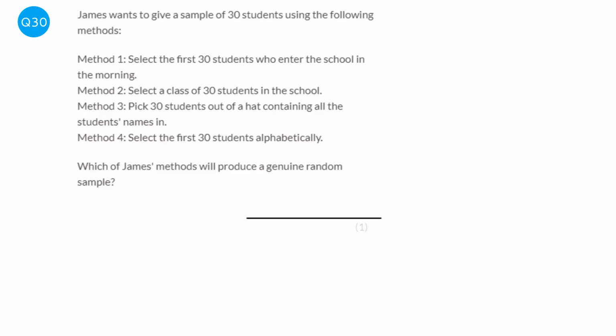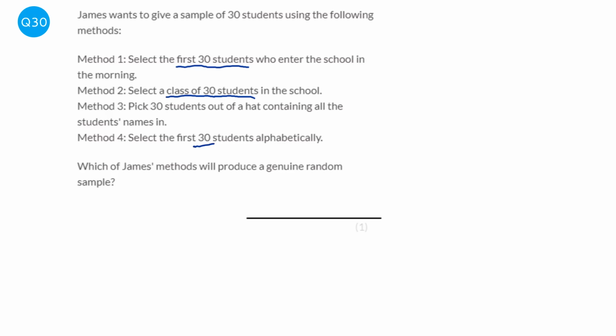The important thing when choosing a sample is that everyone has an equal chance of being picked. So if you look at method 1, picking the first 30 students who enter the school is going to have a bias, because there might be a difference in the type of person who arrives early to school to the type of person who might arrive later. If we select a class in the school, then they're generally all going to be the same age. So if it's a year 7 class or a year 11 class, they're all going to be the same age.